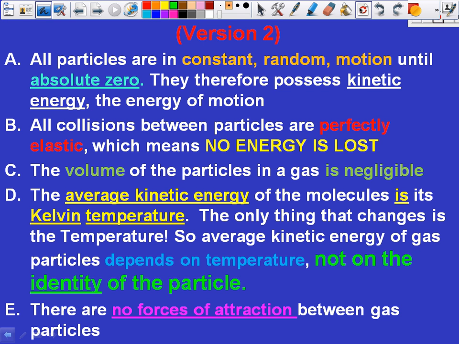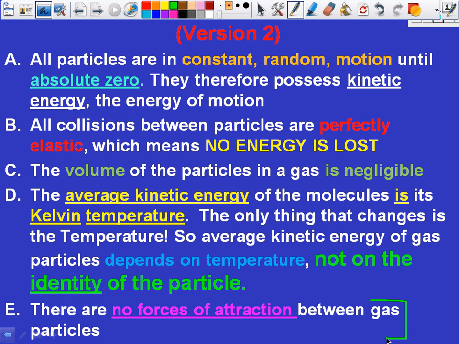One more time. The particle does not matter in terms of how much energy it possesses. The temperature is what determines it. So any particle at the same temperature has the same amount of energy. All right, that's D. And E is also different as well.